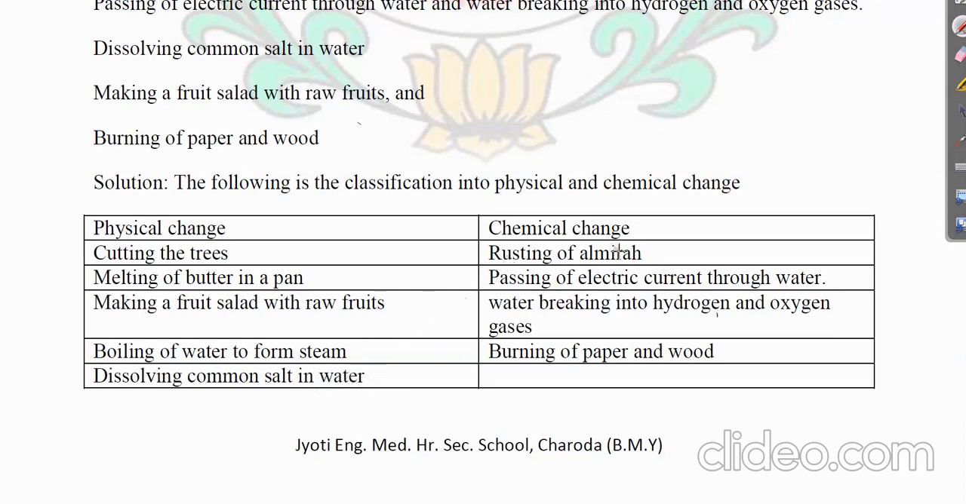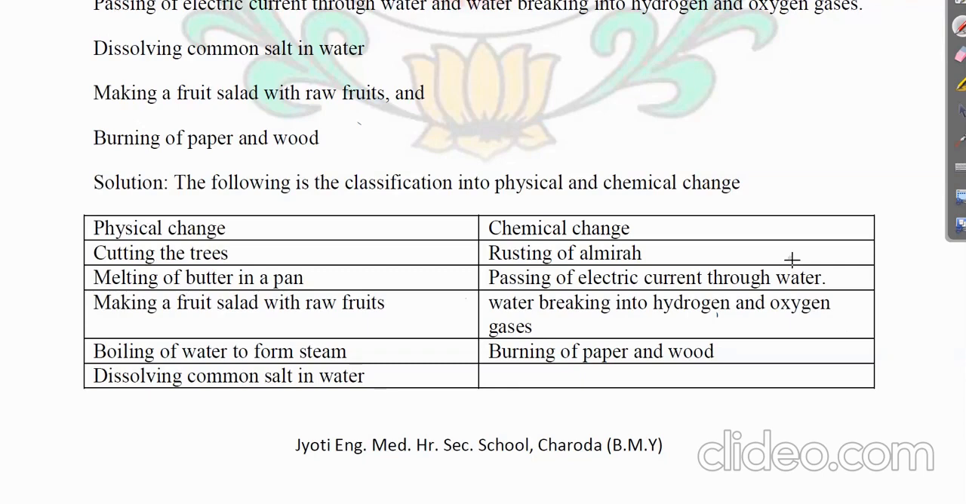But rusting of almirah is a chemical change. We cannot bring back the metal which has been rusted from the almirah, so it is an irreversible change, a chemical change. Passing electricity through water forms hydrogen and oxygen gases. So it is also a chemical change, because the oxygen and hydrogen cannot be combined to form the water again.